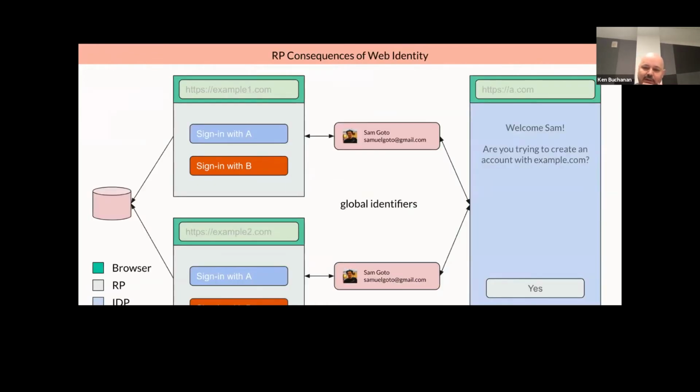Okay, so relying party consequences of web identity. Up until now, we've been talking about the problems if we try to make web primitives more under user control and more private, then we basically have to adapt federated identity to work with that. But there are also some specific problems with how identity works, and that has its own set of privacy consequences.